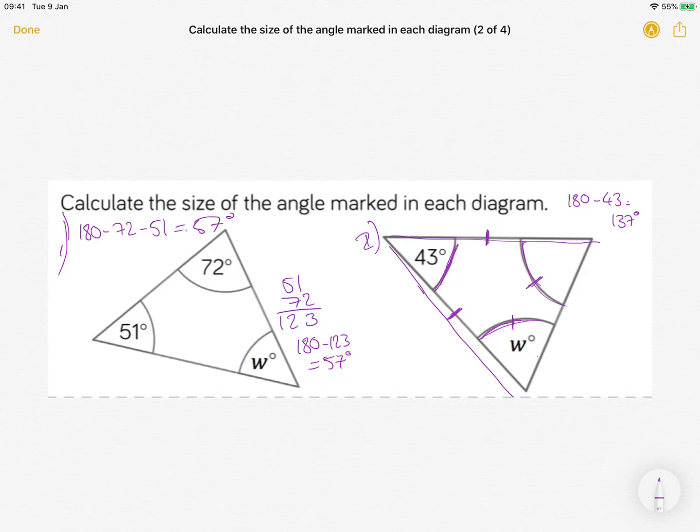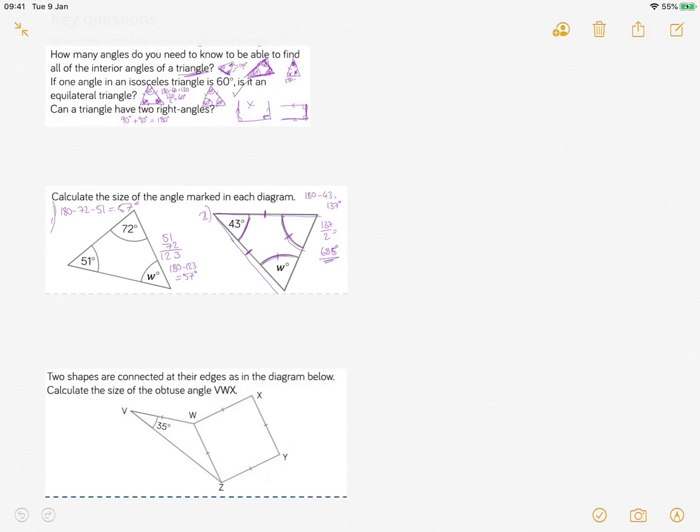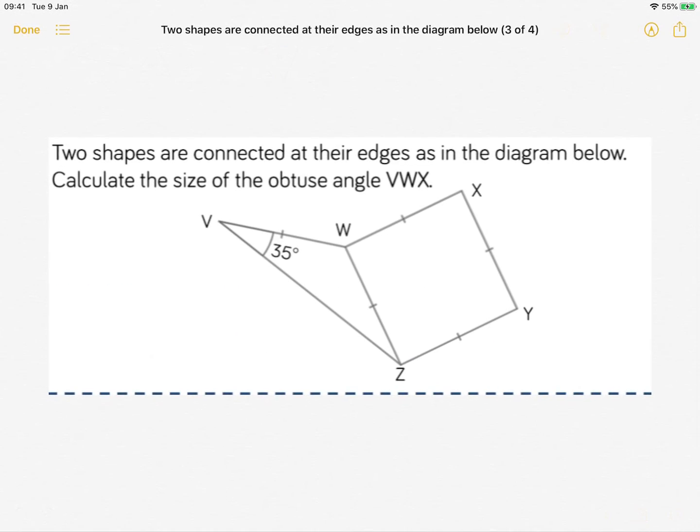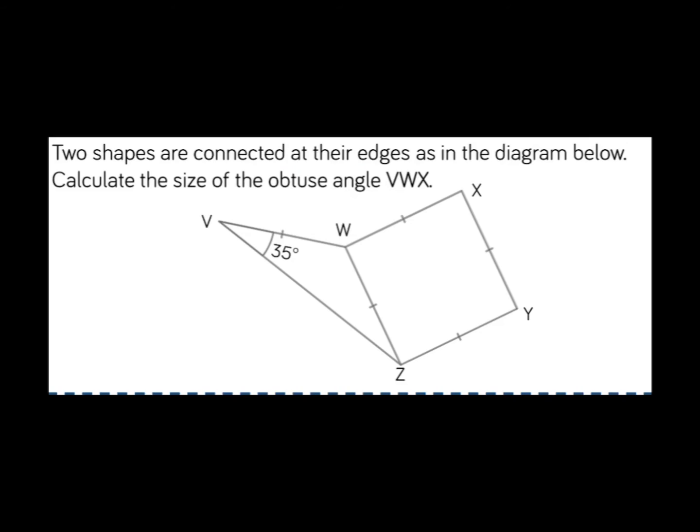So then these base angles are the same. So I know that I can divide it by 2 and I'll get 68.5 degrees. And you can have decimal degrees, so don't be put off by that. Right, next question. So if you haven't already, make sure you have a go at it.